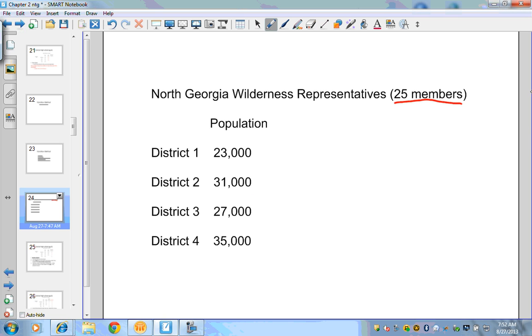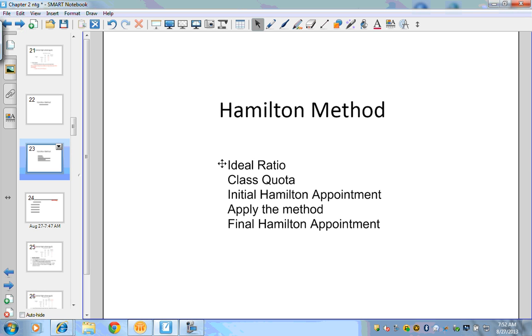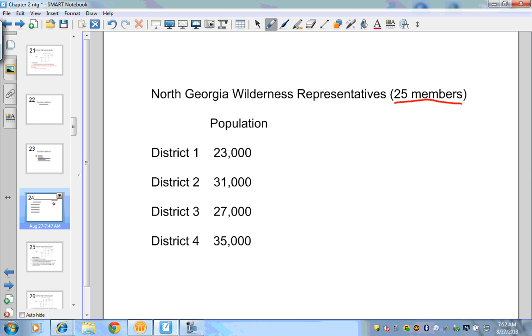So step 1, if you remember going back to the other slide, is finding the ideal ratio. Now the ideal ratio, and I'm just going to use this as IR, ideal ratio, can be found by taking the total population and dividing it by the number of seats. And the number of seats will always be given to you in a problem.